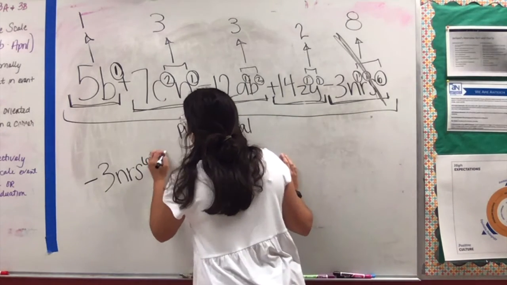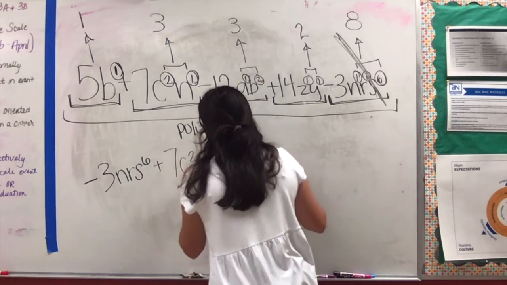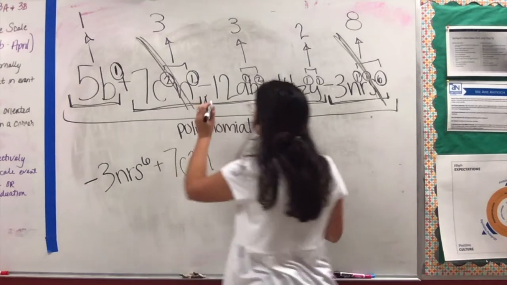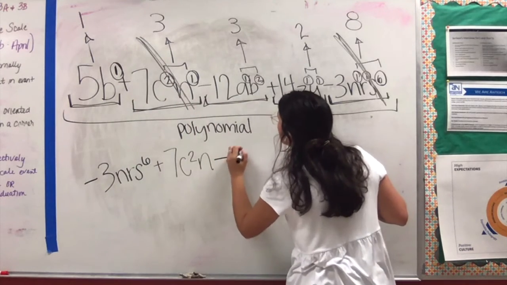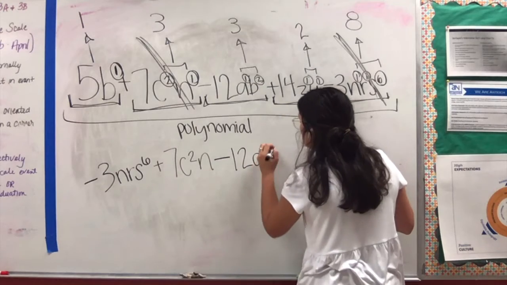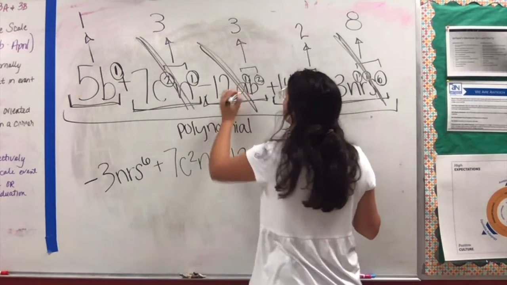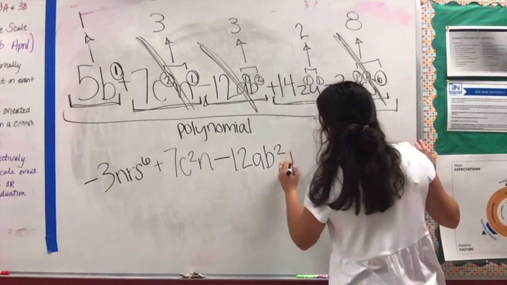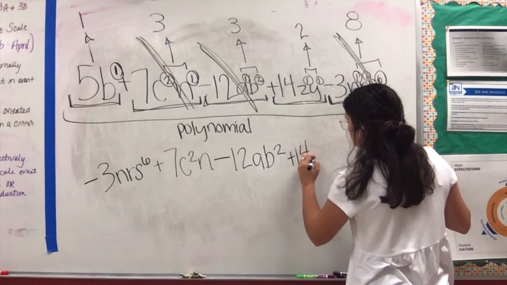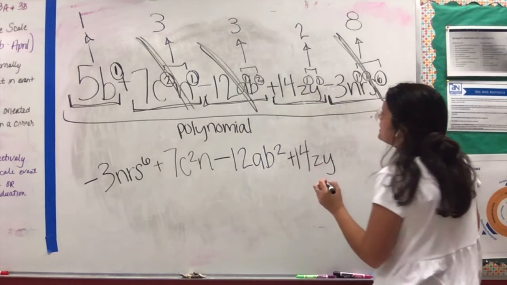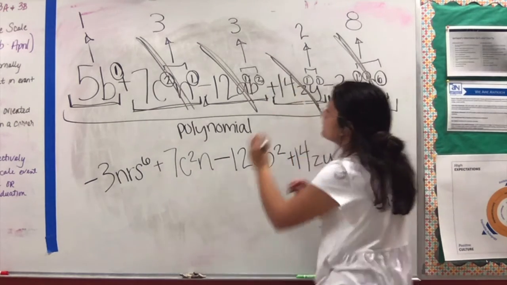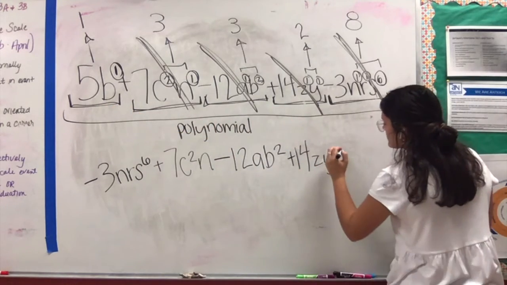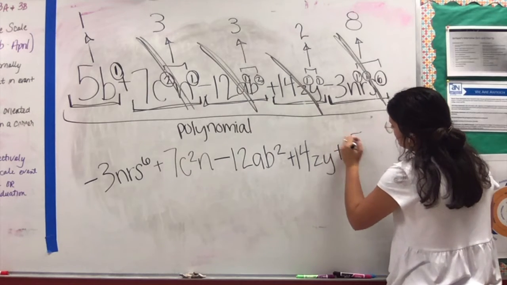So plus 7c squared n. We're done with that one. Negative 12ab squared. We're done with that one. 2 more terms left. 2 is our next biggest one, so we want to go plus 14zy. We're done with this term. And lastly, we have 5b, and it's positive 5, so we're going to do plus 5b.